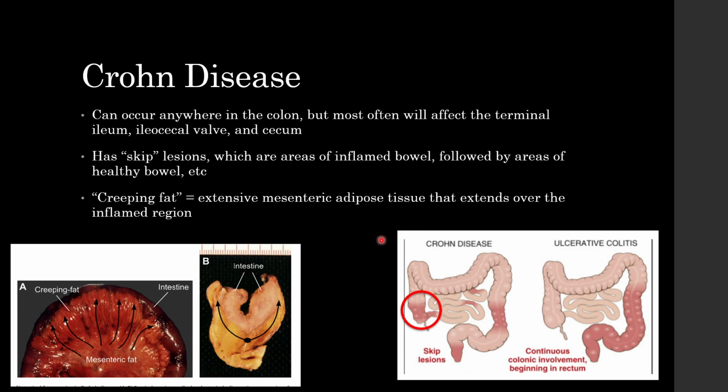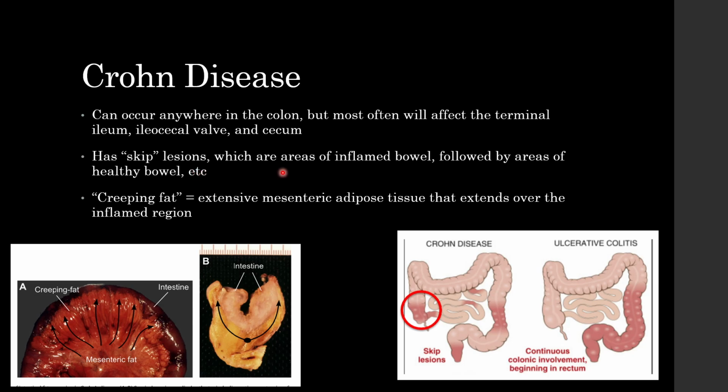Crohn's disease can occur anywhere in the colon and in the small bowel as well. It can also involve the small intestines, but it most often will involve the terminal ileum, the ileocecal valve, and the cecum. It has skip lesions, which you can actually see here. So you've got a portion that's afflicted here, the ileocecal and terminal ileum, and then into the small intestines here.